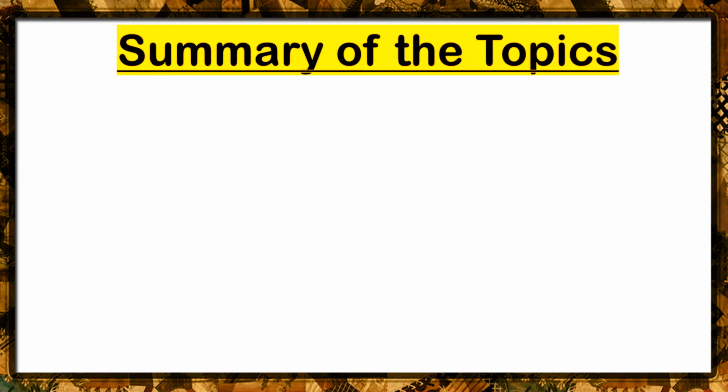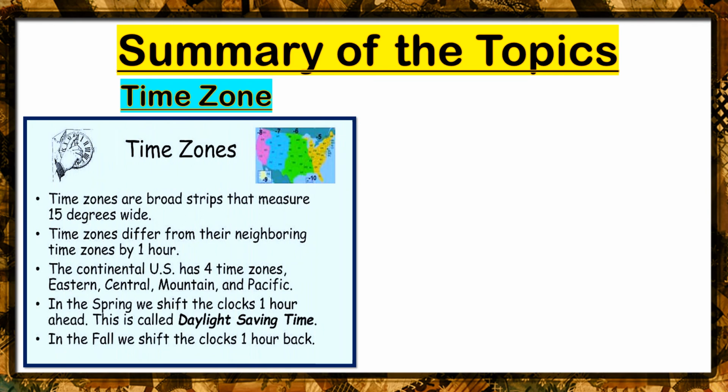Class, let us discuss the summary of the topics. First, we have discussed time zones. Time zones are broad strips that measure 15 degrees wide. Time zones differ from the neighboring time zones by 1 hour. It depends on your place and on how many lines of longitude you see. The continental US has 4 time zones: Eastern, Central, Mountain, and Pacific. In the spring, we shift the clocks 1 hour ahead. This is called daylight saving time. And in the fall, we shift the clocks 1 hour back.